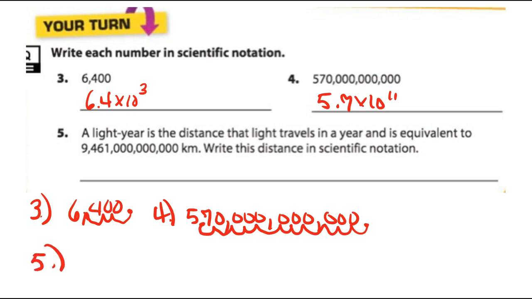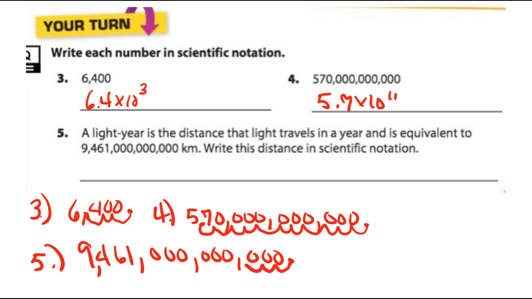And last is number 5. 9,461,000,000,000,000. Start to the right. I move my decimal point over 1, 2, 3, 4, 5, 6, 7, 8, 9, 10, 11, 12 to get me to 9.461. So it's 9.461 times 10 to the 12th.